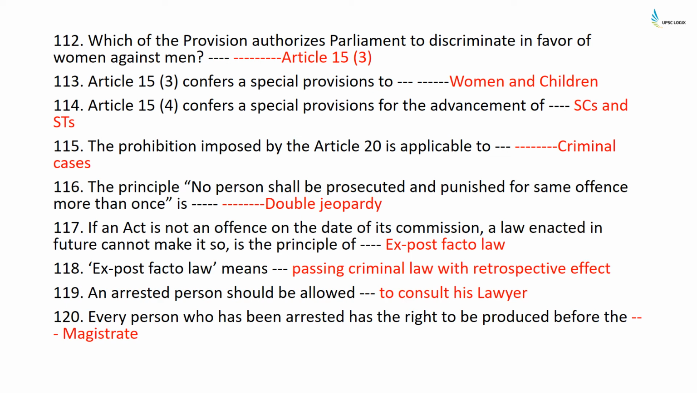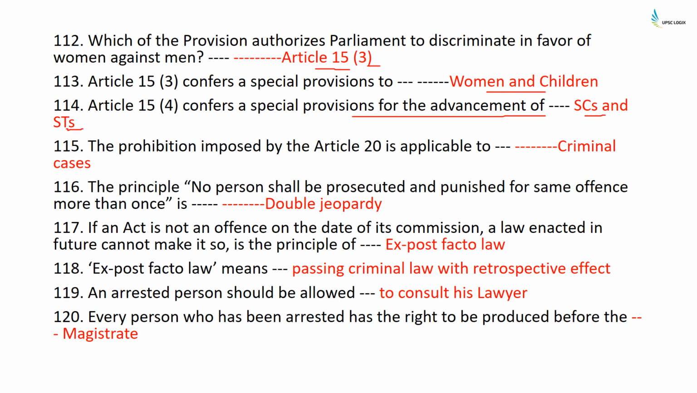Which of the provisions authorizes Parliament to discriminate in favor of women against men? It is Article 15, Clause 3. Article 15, Clause 3 confers a special provision to women and children. Article 15, Clause 4 confers a special provision for the advancement of scheduled castes and scheduled tribes.